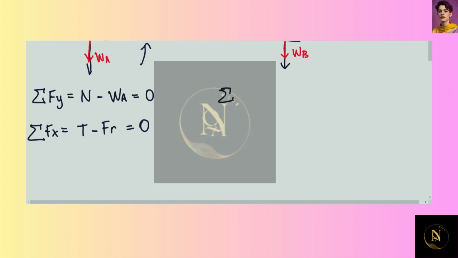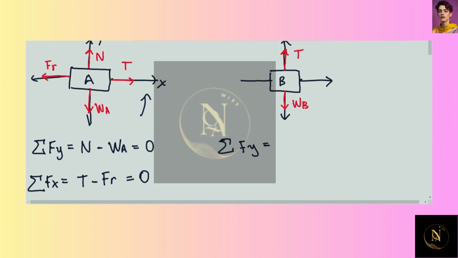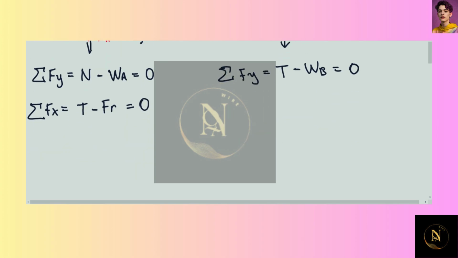For block B, it is only moving in the Y component, so we just sum the forces in that component. That will be the tension minus the weight. And because it is also moving with constant speed, it has 0 acceleration.